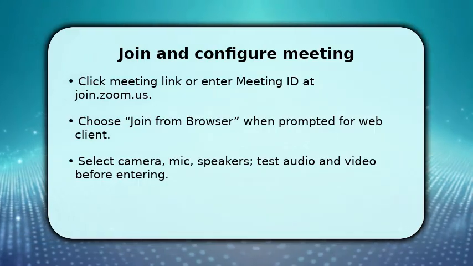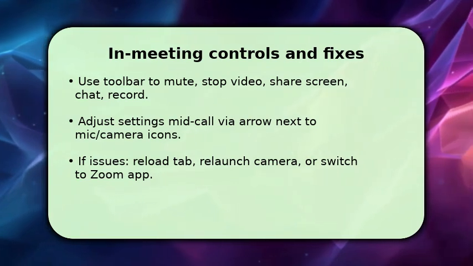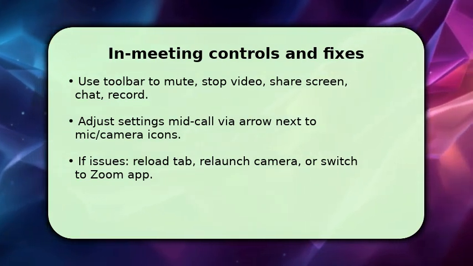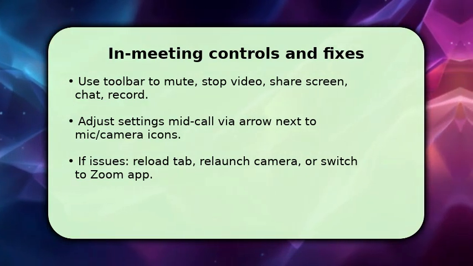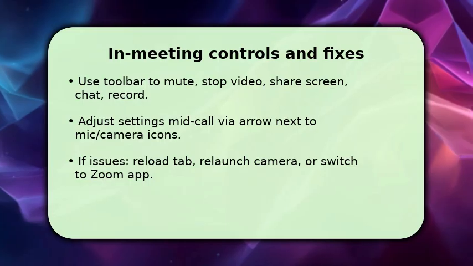You're in the meeting and controlling things from Chrome's Zoom toolbar. Mute/unmute, stop video, share your screen, open chat, or record if allowed. If you need different devices, click the small arrow next to the mic or camera to switch inputs without leaving the call.